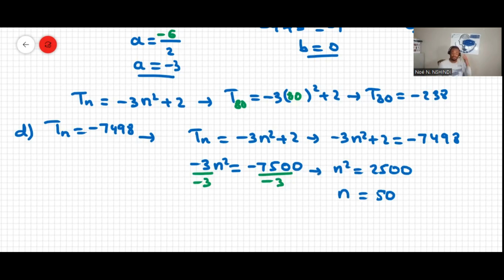You can also use the quadratic formula to find n here, but it wasn't really necessary, so I prefer to just solve it this way. I agree, it's plus or minus 50, right? But n, we cannot take a negative value, so n will be just 50.